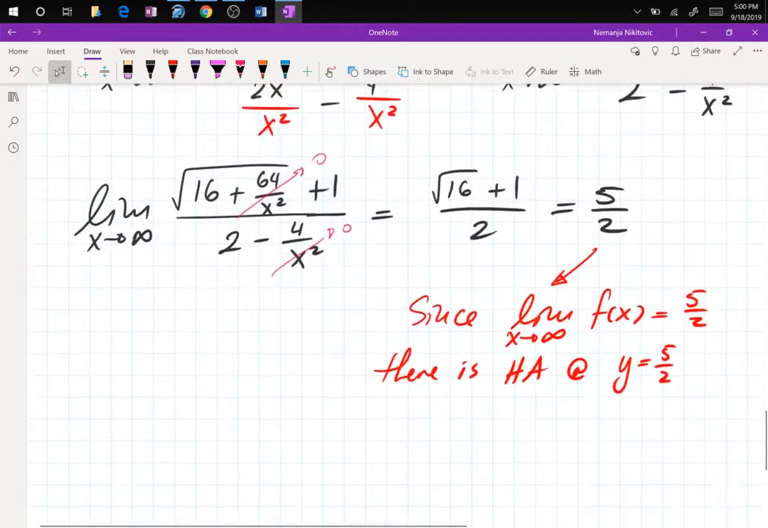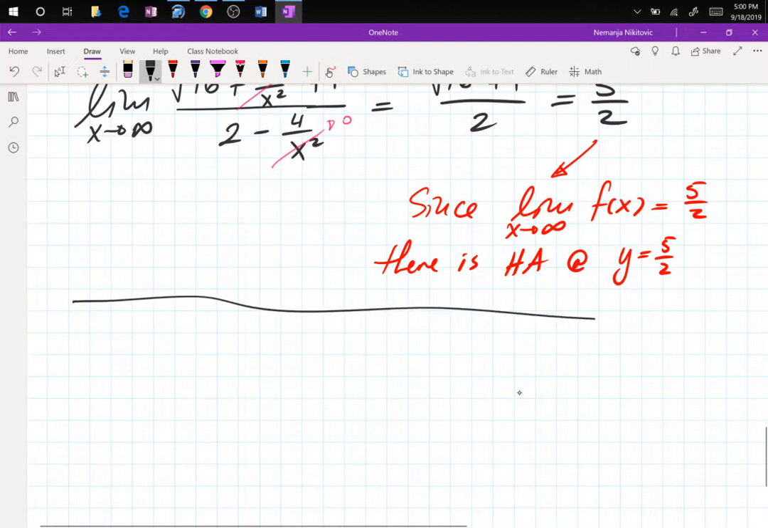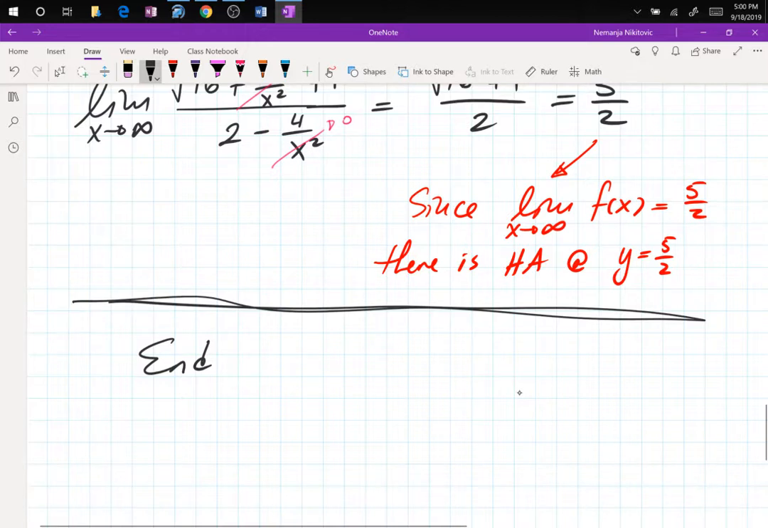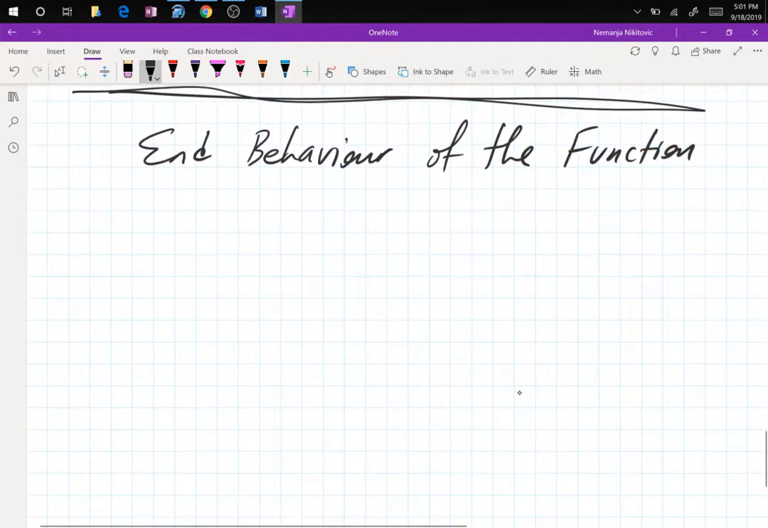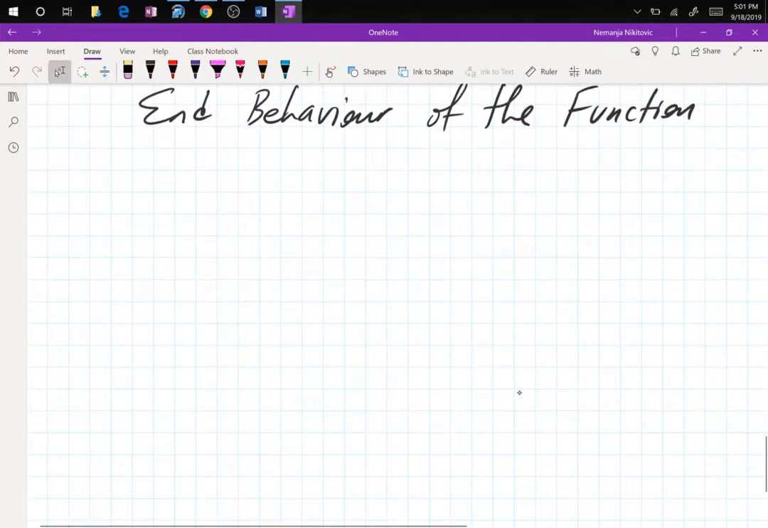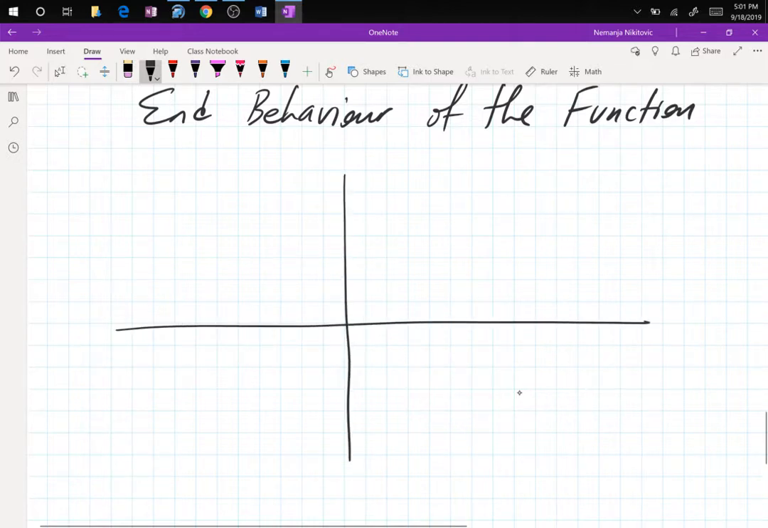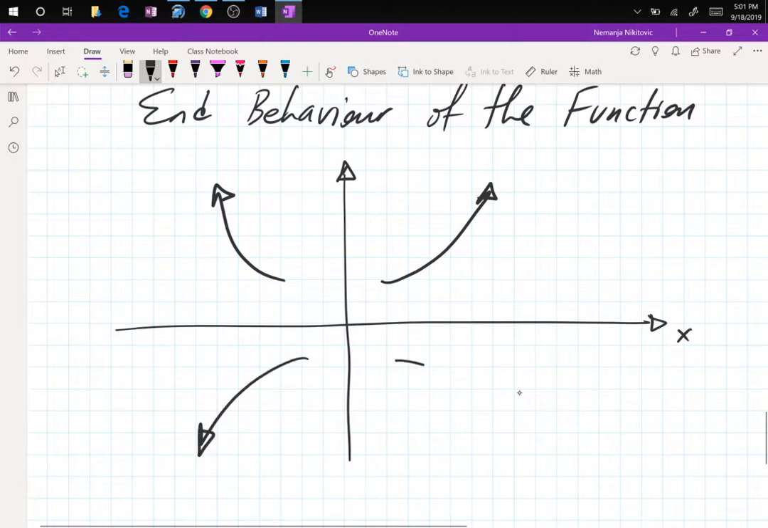Let's go. End behavior of the function. What's end behavior of the function? Well, you have 4 possibilities. Your function can go this way, your function can go that way, your function can go this way, your function can go this way. So those are 4 cases.